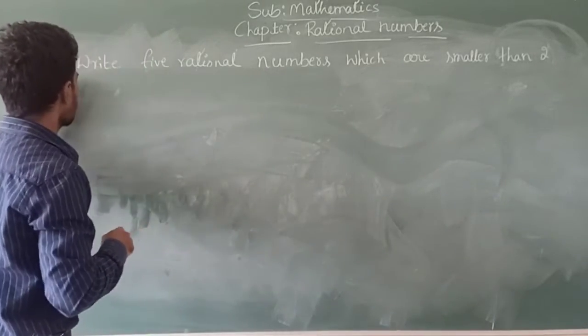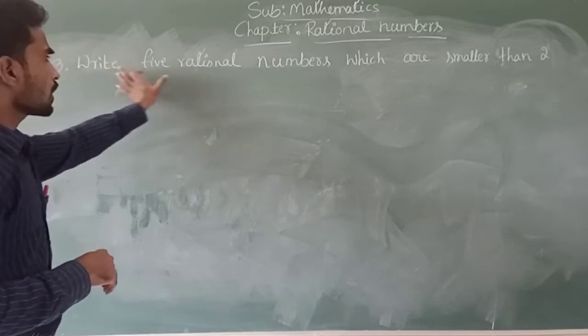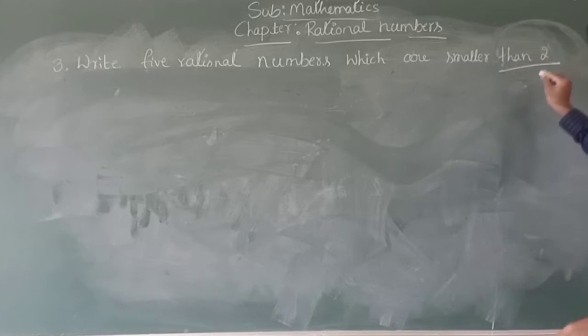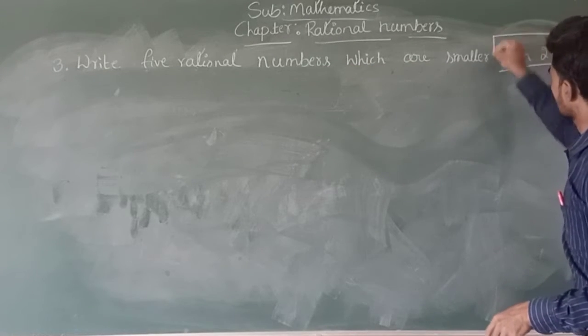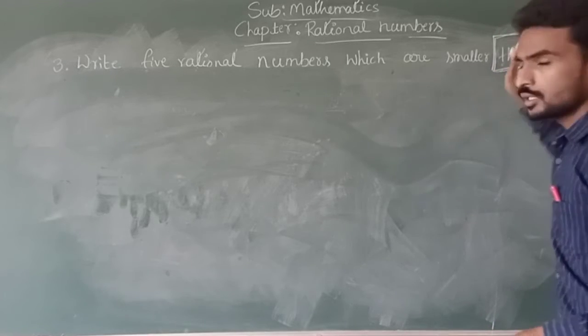Now, we are going to solve question number 3 in that exercise. Here, the question is: write 5 rational numbers which are smaller than 2. We can write the rational numbers that are less than 2.